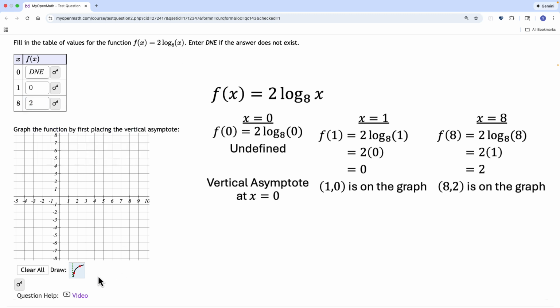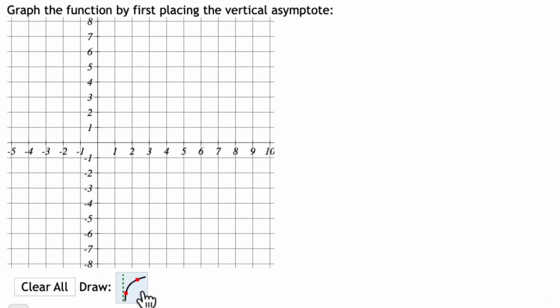Now we're ready to graph the logarithmic function. Start by clicking on the graphing tool. MyOpenMath will expect you to plot 3 things. First, it will expect you to plot the vertical asymptote, which we found at x equals 0. The second thing you will plot is the x-intercept, followed by a second point on the graph. Our second point was the point (8, 2).